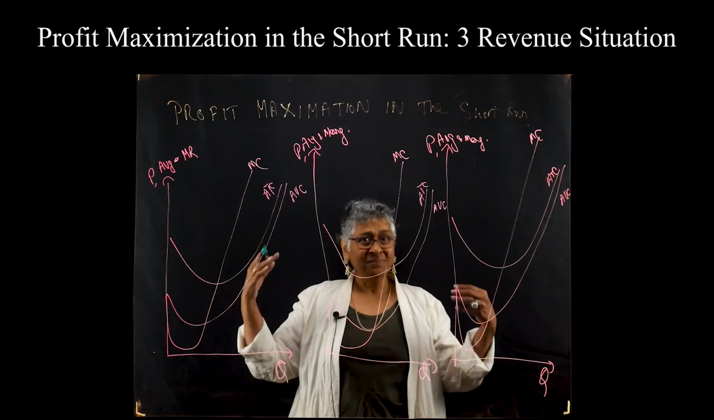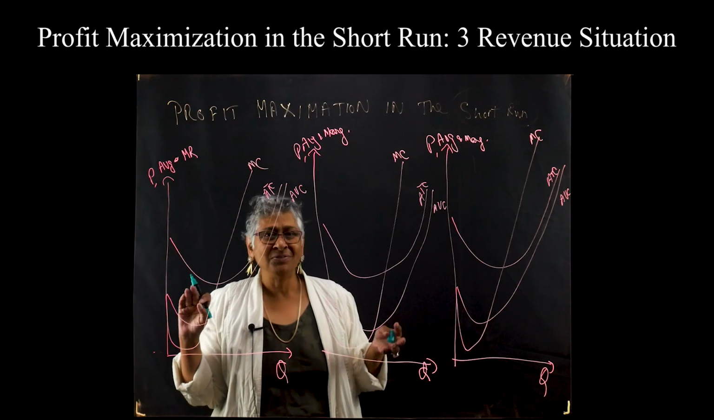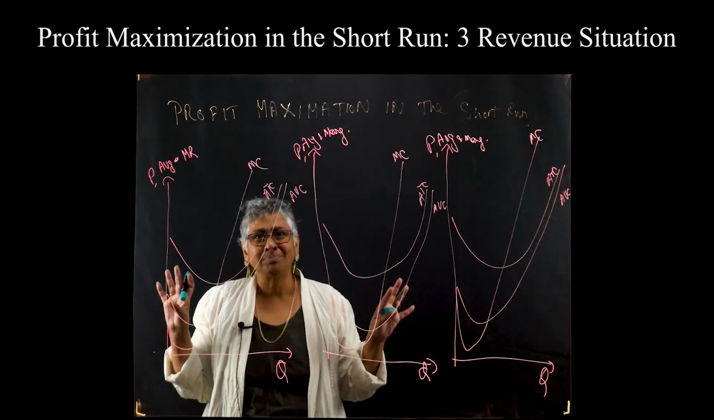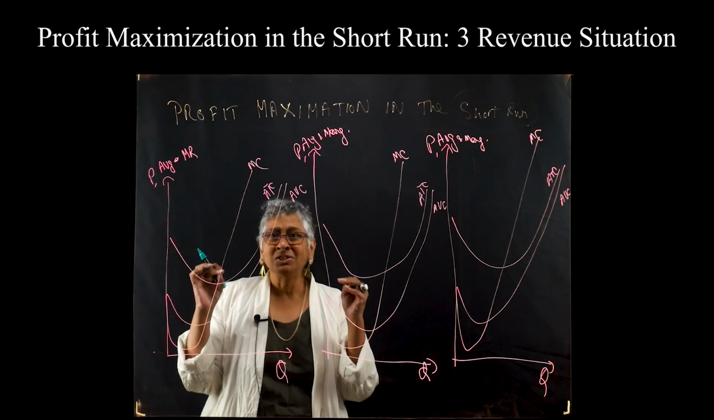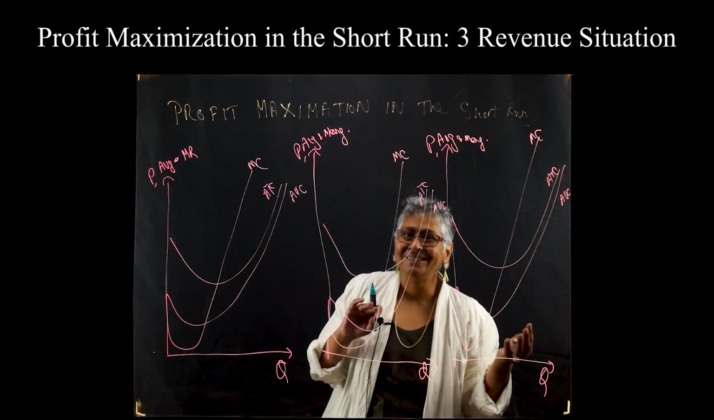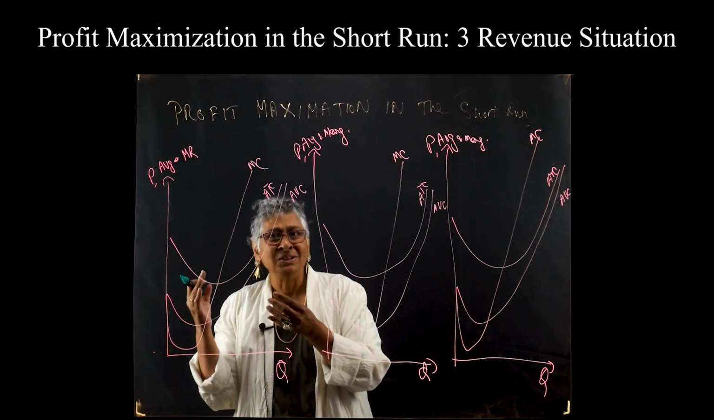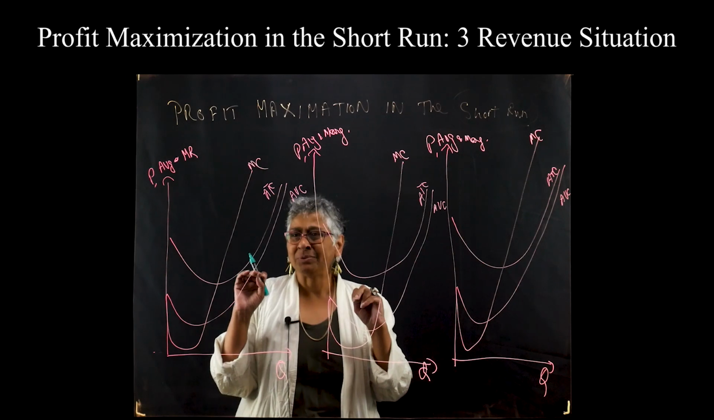So given that we're in the short run and we're a price taker, the example I gave you was a very happy example where the firm was making a profit. But of course you begin to realize that whether the firm makes a profit or not depends on where the revenue is in relation to the cost. So I'm going to give you 3 examples.